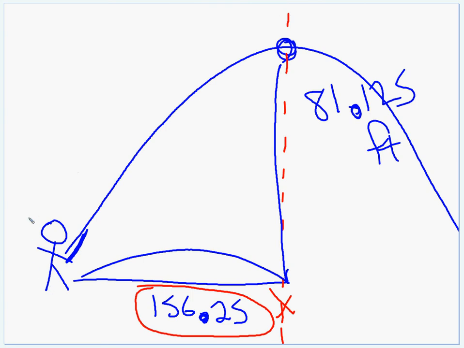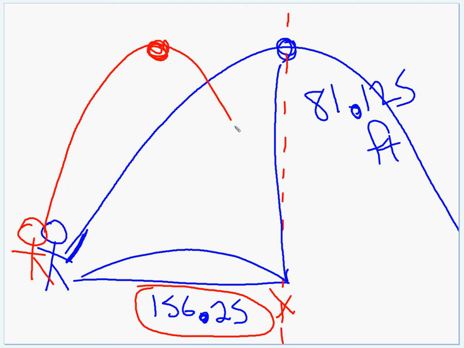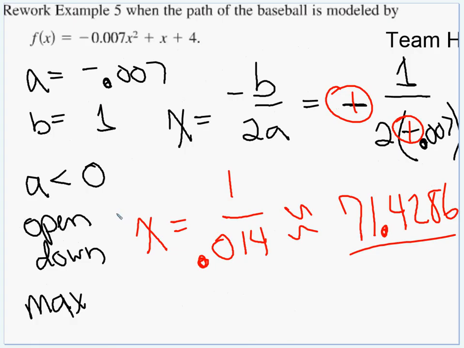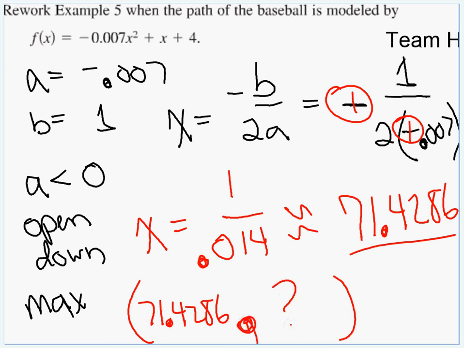So again, this is the distance away from the batter's feet at which the max will occur, 71.42. I'll draw a different batter here in red. This max will be at about 71, so that'd be even roughly half. This batter's ball is going to go like this, and we'll see how high it goes. I just drew them at the same height, but I'm sure the height's going to be different. We will find out shortly. So here is the x value. Again, this is our vertex. So this is 71.4286 comma something. I'll put a question mark there.